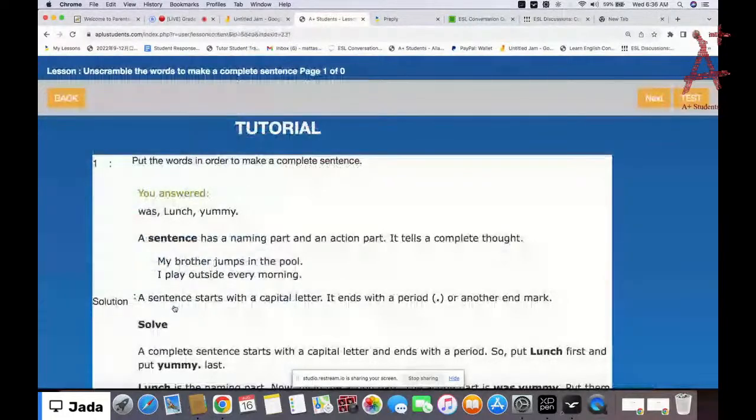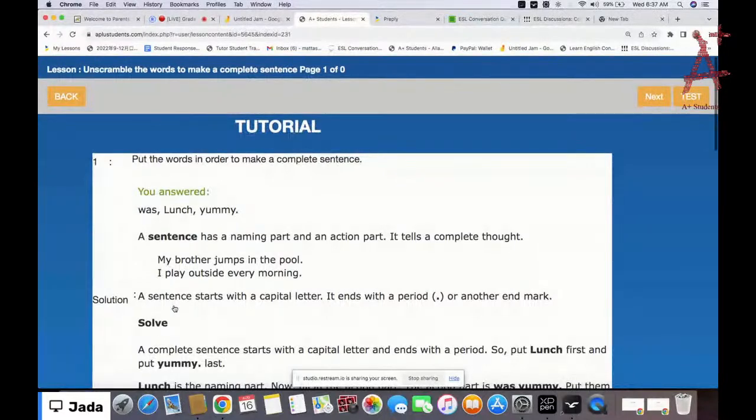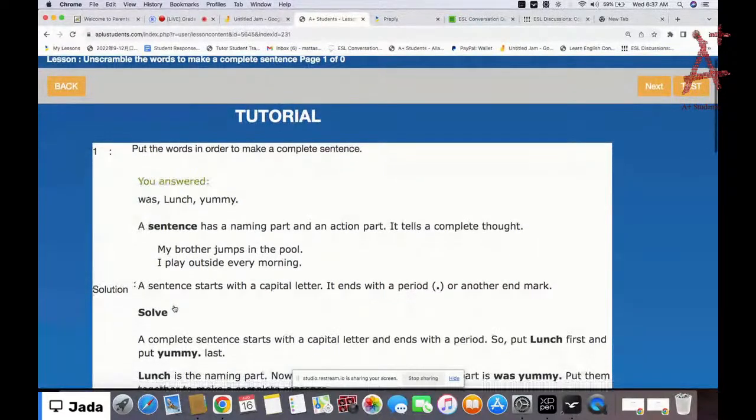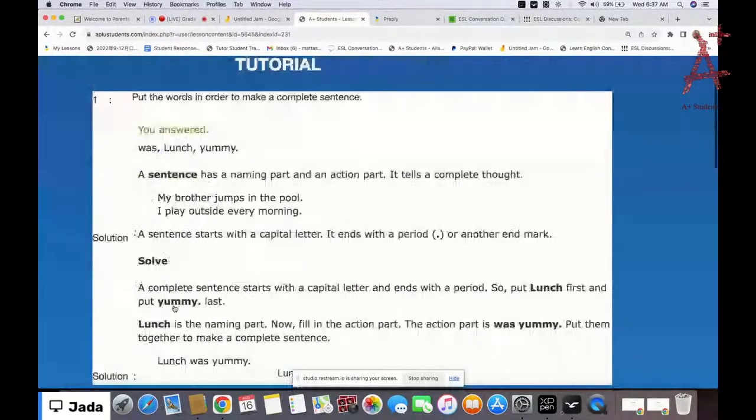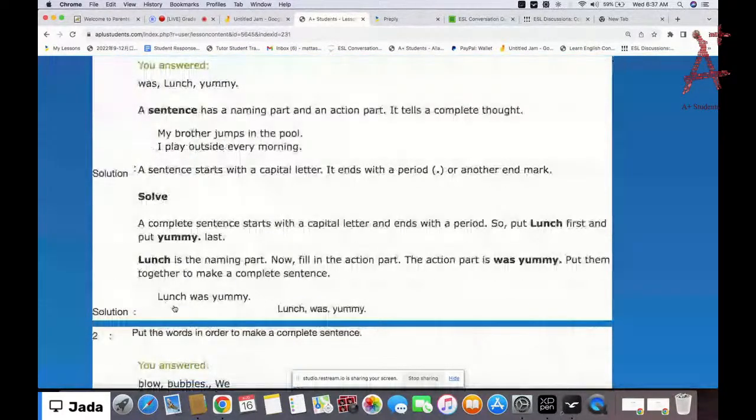Alright, so yeah. Now this one says unscramble the words to make a complete sentence. Unscramble. So when they say unscramble, what are you gonna do? How do you unscramble? Or what do you do when you unscramble? So you just have to find the words that are gonna make up a complete sentence.